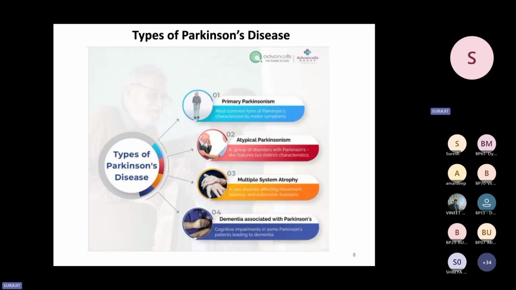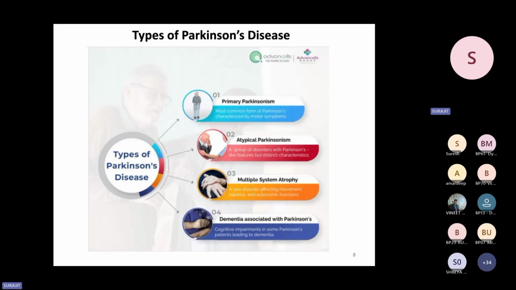It might be some genetic cause, some environmental cause, or some external ingredients like pesticides and insecticides, which may be regularly ingested, and that may cause damage to our dopaminergic neurons and may lead to Parkinson disease.